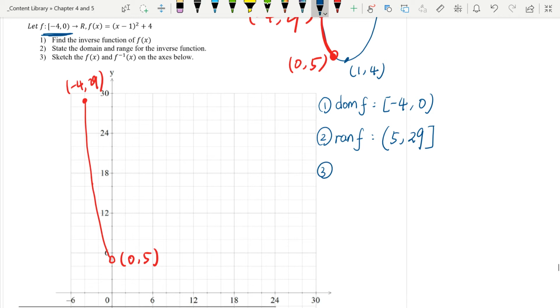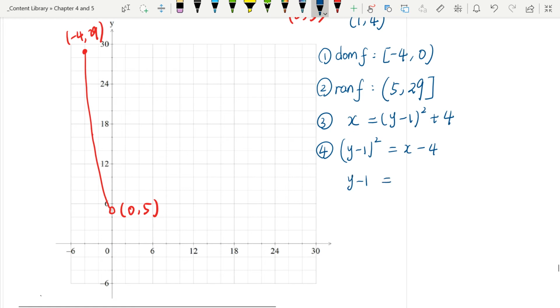Step number 3, what we need to do. You should remember the steps now. Yeah, swap y and x. x equals (y minus 1) squared plus 4. Okay, swap y and x. Number 4, make y the subject. Okay, this one's a little bit difficult compared to last time. So (y minus 1) squared equals x minus 4.